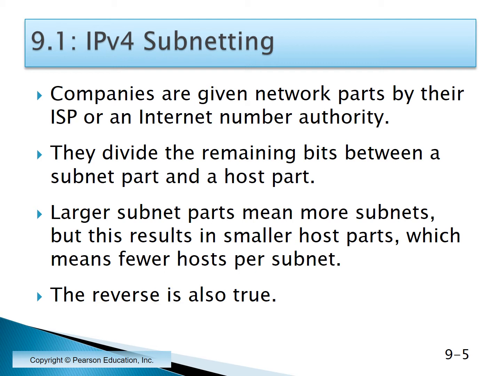Then as a company, you can divide the remaining bits between the subnet part and the host part. So a larger subnet part means more subnets, but this results in a smaller host part, which means fewer hosts per subnet, because in total you only have 32 bits. If you have a larger subnet part, then you have fewer hosts, right? Fewer bits for the host. And the reverse is also true.